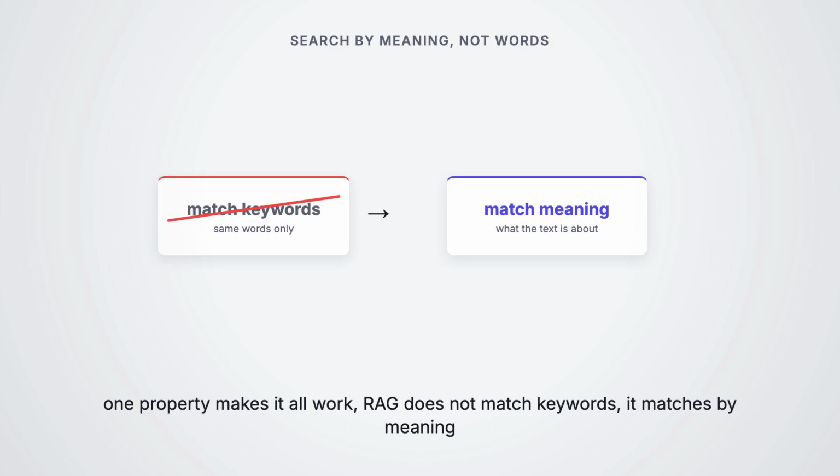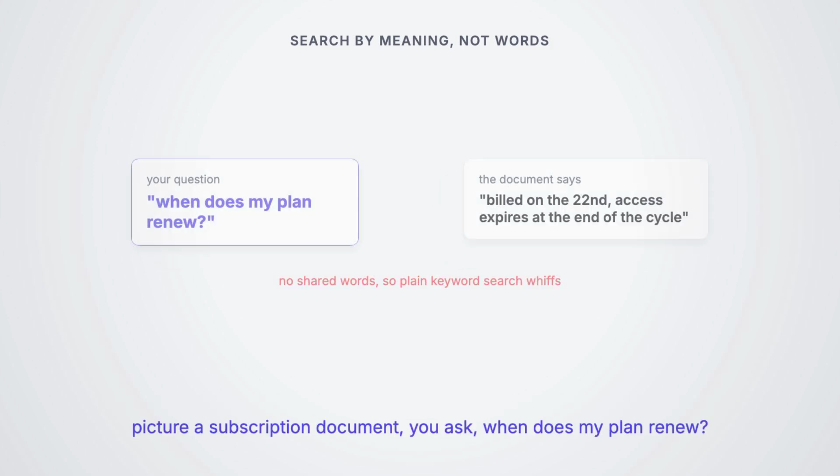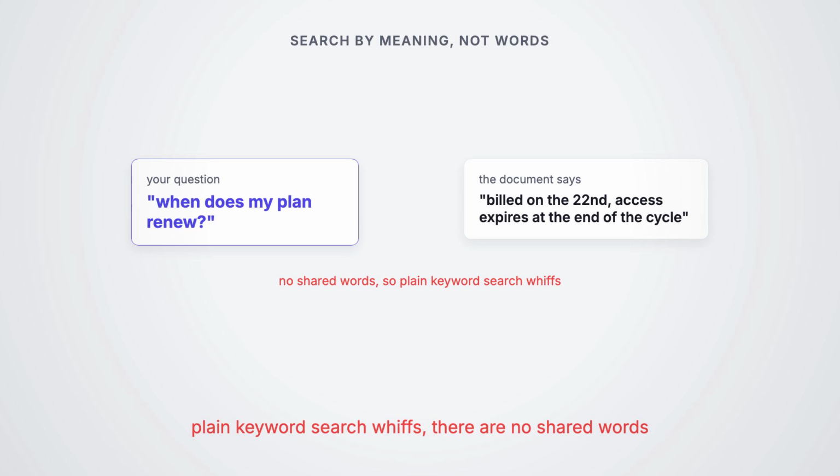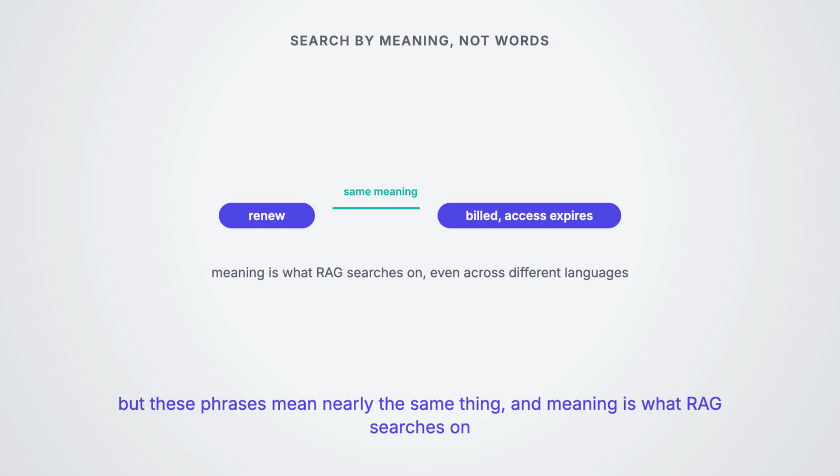RAG does not find text by matching keywords, it matches by meaning. So a question phrased one way can find a passage phrased a completely different way. Picture a subscription document. You ask, when does my plan renew? The document never uses the word renew. It says you are billed on the 22nd and that your access expires at the end of the cycle. Plain keyword search whiffs because there are no shared words. But these phrases mean nearly the same thing, and meaning is what RAG searches on.